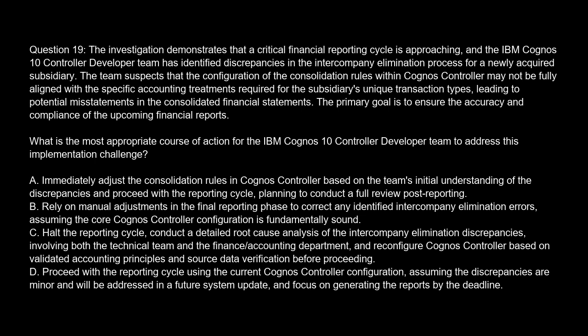Option C. Halt the reporting cycle. Conduct a detailed root cause analysis of the intercompany elimination discrepancies, involving both the technical team and the finance/accounting department, and reconfigure Cognos controller based on validated accounting principles and source data verification before proceeding. Option D. Proceed with the reporting cycle using the current Cognos controller configuration, assuming the discrepancies are minor and will be addressed in a future system update, and focus on generating the reports by the deadline.